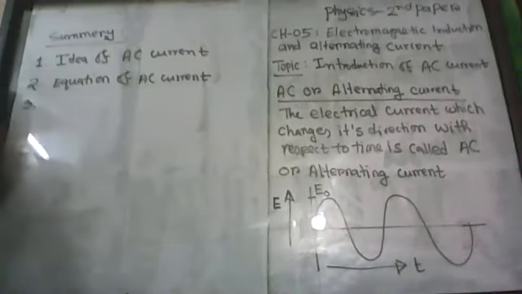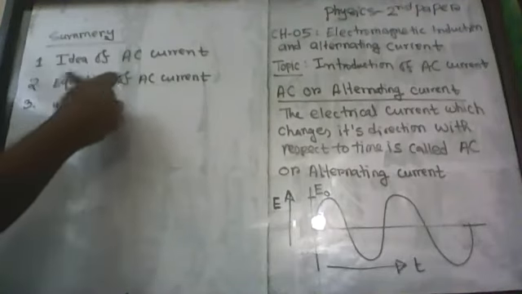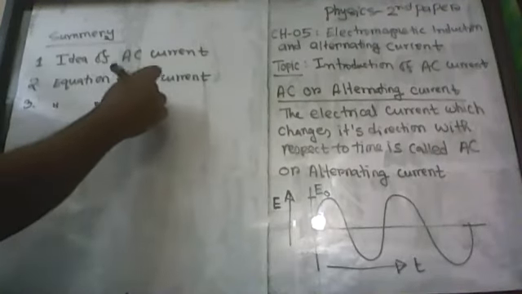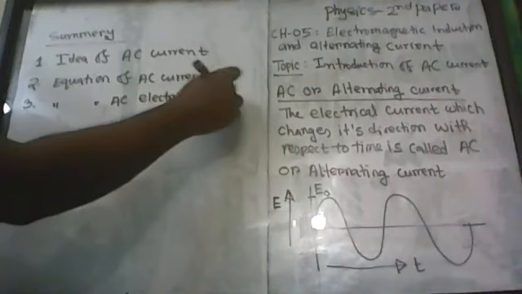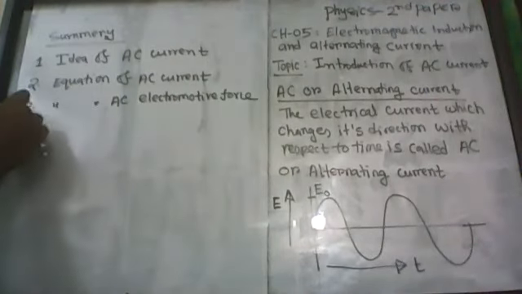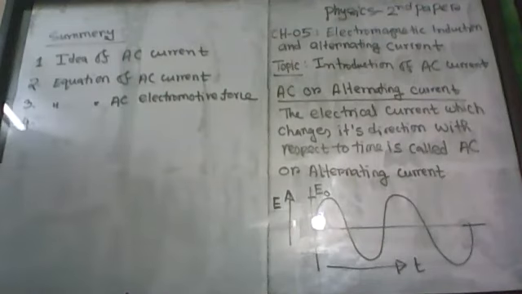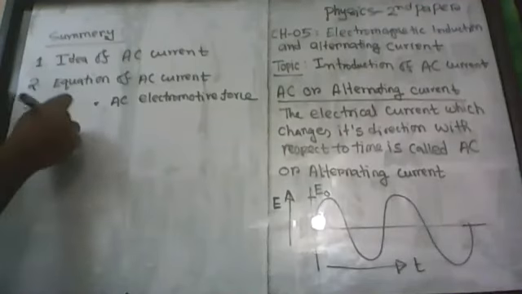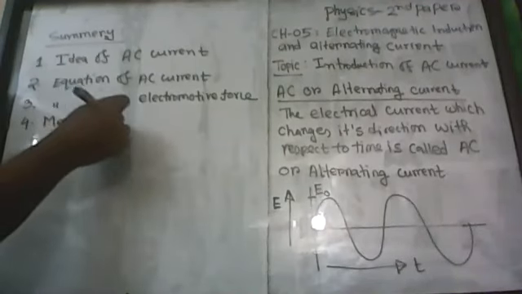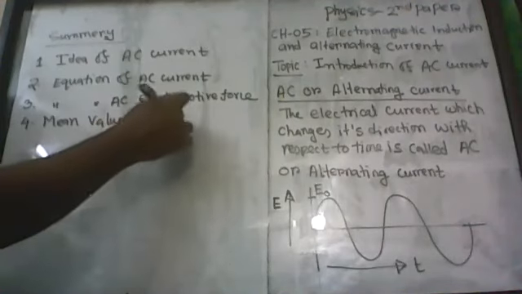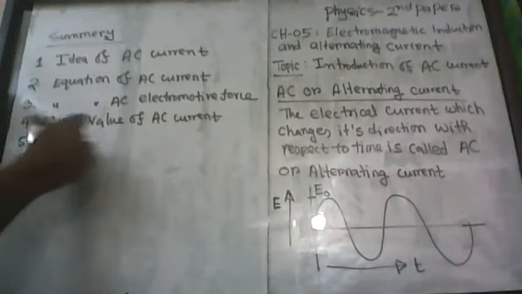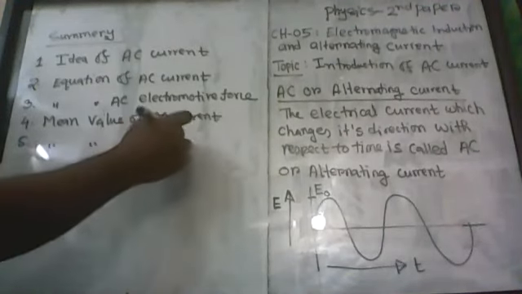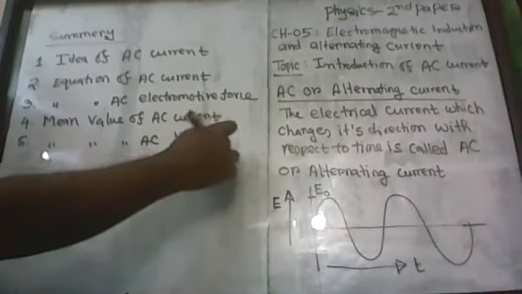Number 3, you can explain the equation of AC electromotive force. Number 4, boys and girls, you can find the mean value of AC current. Number 5, the mean value of AC voltage or electromotive force.